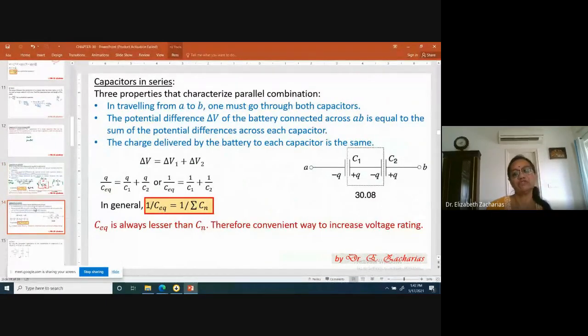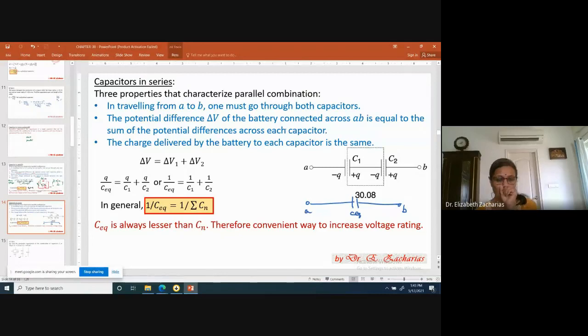Okay, so now let's go to connection of capacitors in series. So here is a picture. You have capacitors connected in series. You have a capacitor C1 connected to a capacitor C2. Or if I have to draw the equivalent, I'll show it like this: C equivalent, terminal A, terminal B.